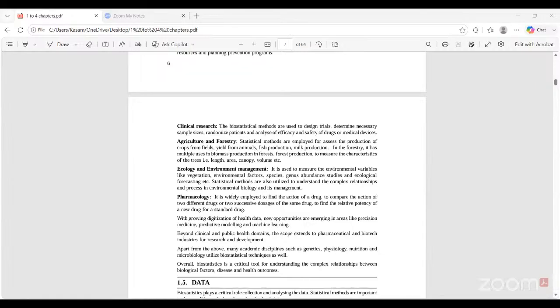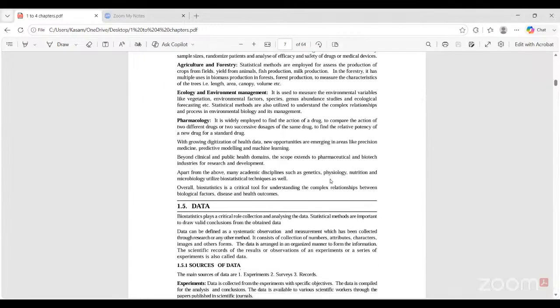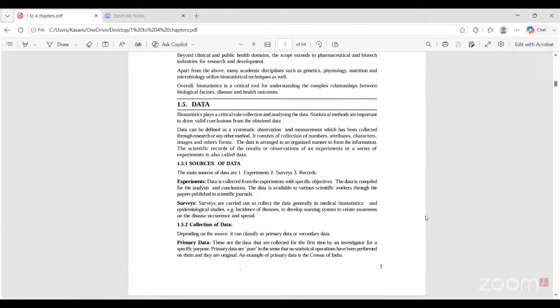The screen is visible. Yes, sir. Is the PDF screen visible to you? Yes, sir.